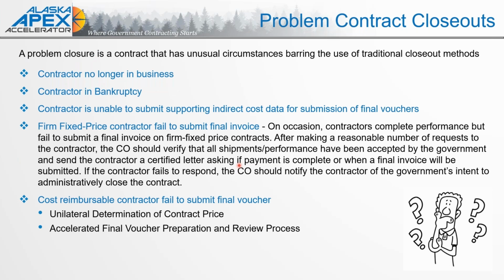All right, problem contract closeouts. Again, from that contracting officer perspective, there are these potential problems. The contractor is no longer in business, the contractor went through bankruptcy, or the contractor is unable to submit supporting indirect cost data, or if there was a change order or request for equitable adjustment, and the players that were involved in that activity are simply no longer there.